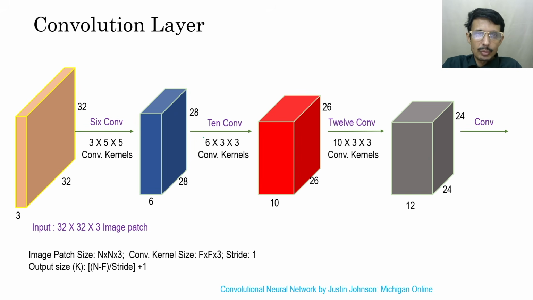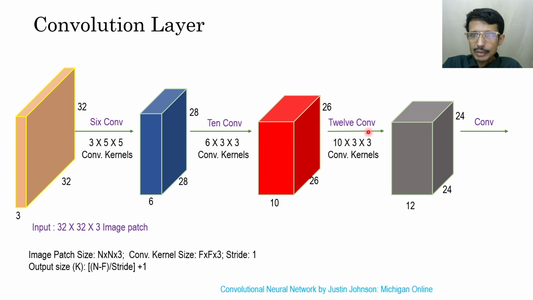Now here we can use this: the input is a 32 cross 32 into 3 image, and we can use 6 convolution kernels of 5 cross 5, so it is a map of 6 convolution kernels, 28 cross 28. Now we can use 10 convolution kernels, each 3 cross 3 with depth 6, because there are 6 maps from the previous layer, and we get 26 by this formula.